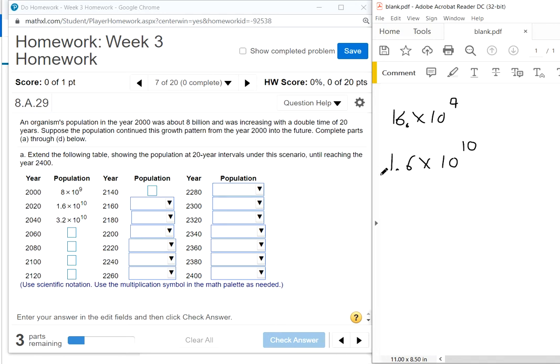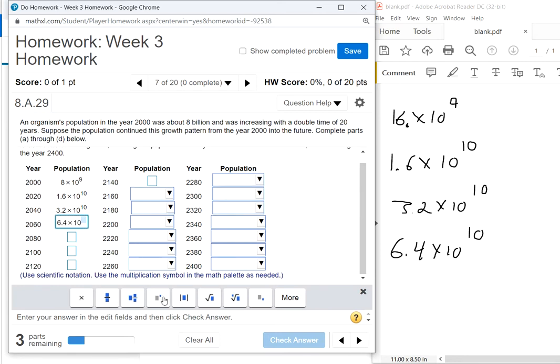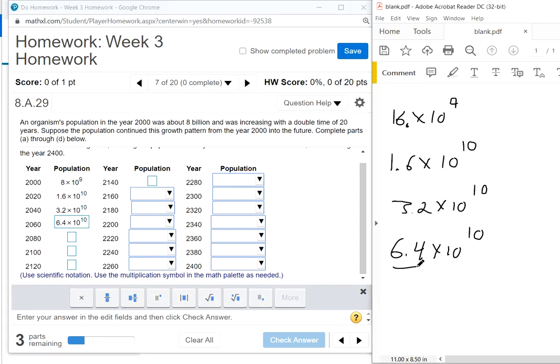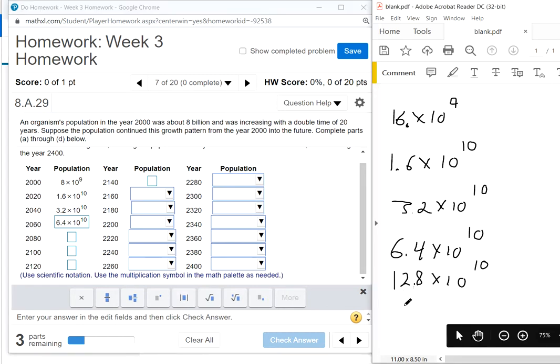So again, we double 1.6, that makes 3.2. We don't have to move any digits that time. So this next one, I've got to double 3.2, that's 6.4. So I'm going to say 6.4 times 10 to the 10th. And then if you double 6.4, that's 12.8. That's not scientific notation though, so I'm not done, okay? I've got to move that decimal one place to the left. That's 1.28 times 10 to the 11th.